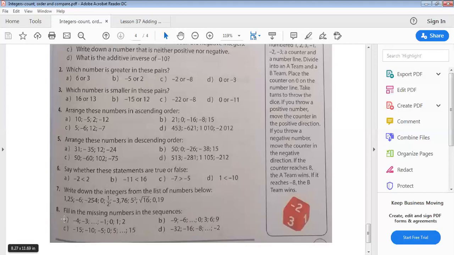Then question 8, fill in the missing numbers in the sequences. So look at the numbers in the sequence and fill in the one that is missing. So look at the pattern, the differences between each of the numbers.